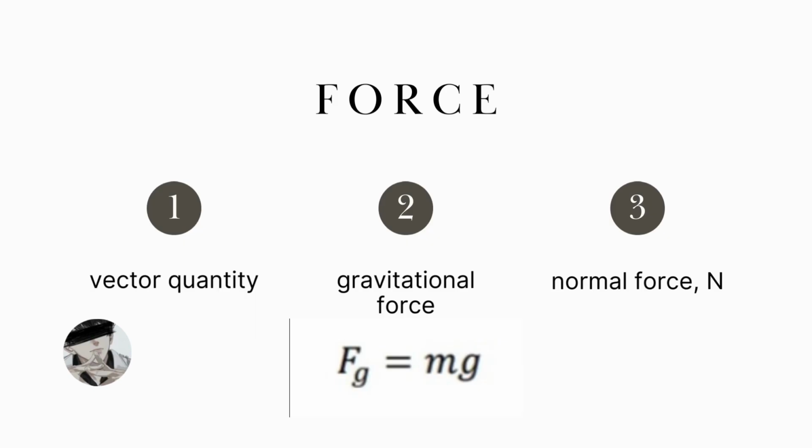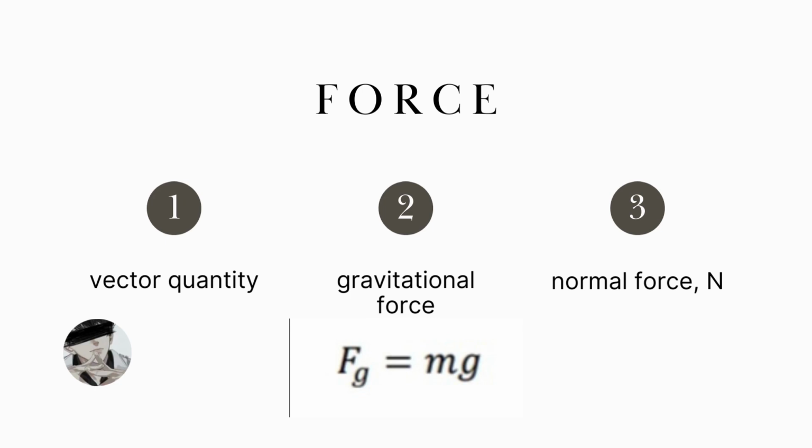Force is a vector quantity, which means it has both magnitude and direction. Force exists when the object accelerates or undergoes a change in its velocity. A body at rest has the sum of all forces equal to 0. Gravity is an attractive force that exists between two masses. The magnitude of the force depends on the magnitude of the masses.